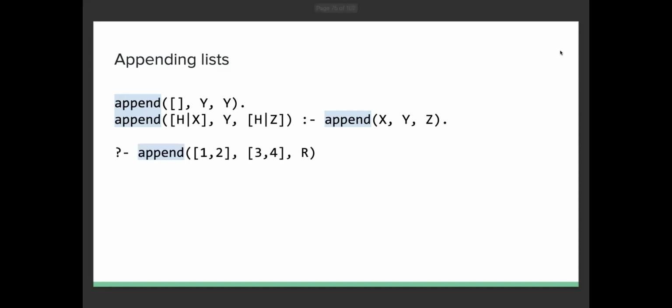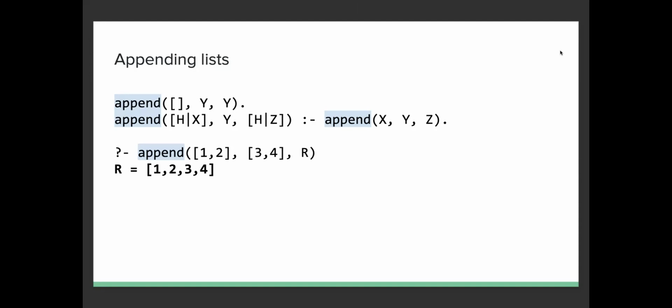So here's an example. Maybe this will clarify things a little bit. If we have a list 1, 2 and the list 3, 4, then the result of their concatenation is going to be a list 1, 2, 3, 4. Okay. And again, you can probably see how this works.